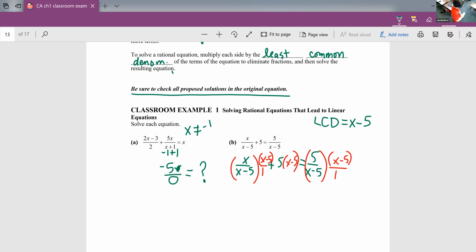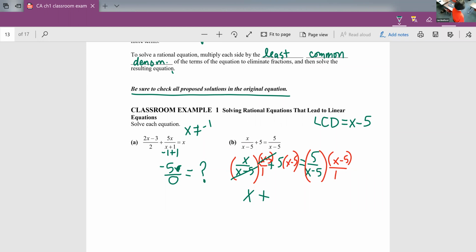Now, the reason I'm doing this is so I get rid of the fractions, right? So what happens when I clean up this first term? What cancels? The x minus 5, right? So the x minus 5 on top is a common factor with the x minus 5 on bottom. If I clean that up, it just turns into what? X. X over 1 is x.